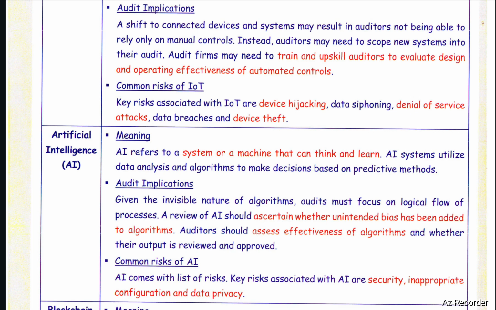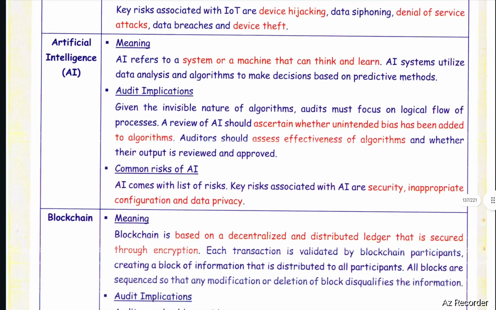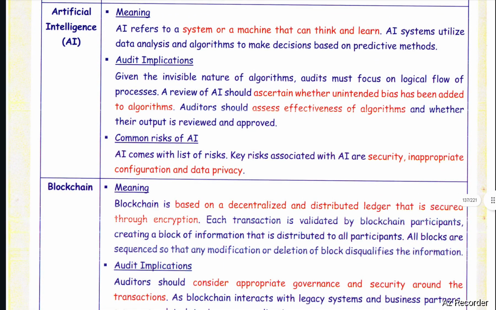Next, artificial intelligence. What do you mean by artificial intelligence? Artificial intelligence refers to a system or a machine that can think and learn. Artificial intelligence systems utilize data analysis and algorithms to make decisions based on predictive methods.